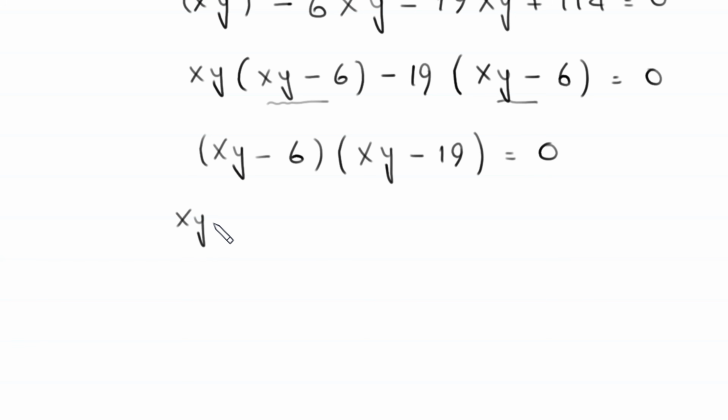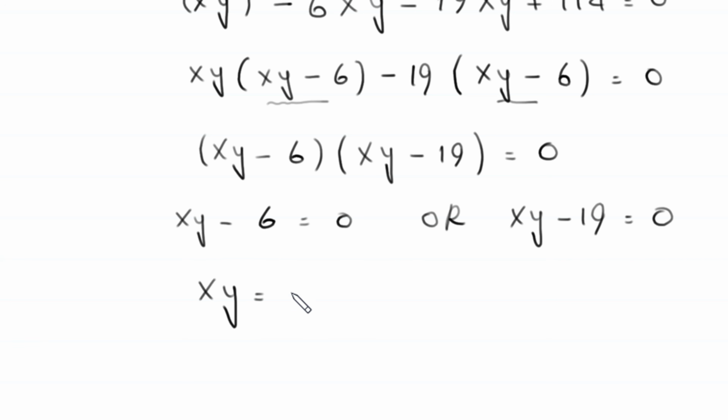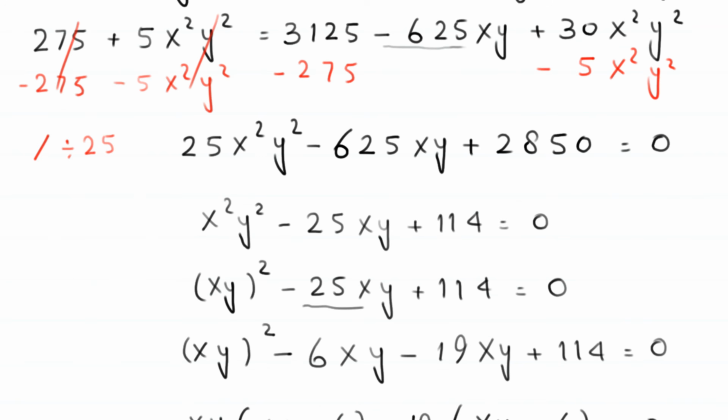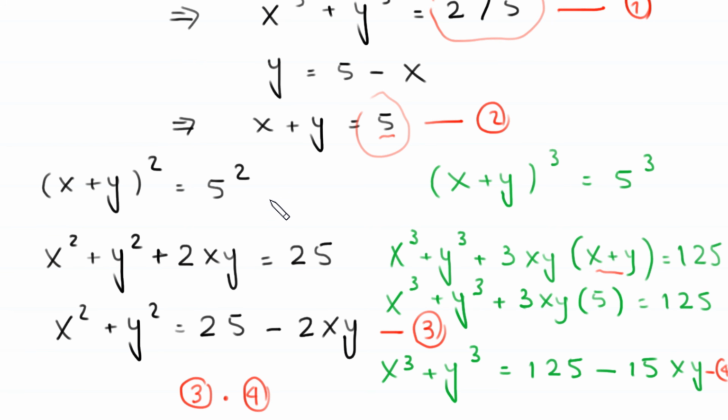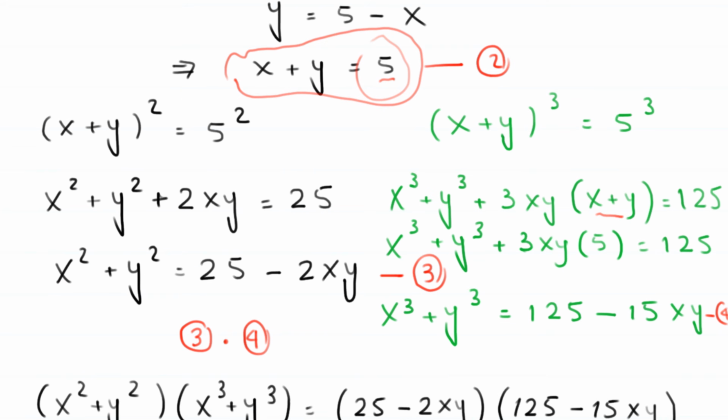Either xy minus 6 equal to 0 or xy minus 19 equal to 0. From this equation we get the value of xy equal to 6. From this equation we get the value of xy equal to 19. Now we recall equation number 2. Equation 2 is x plus y is equal to 5.